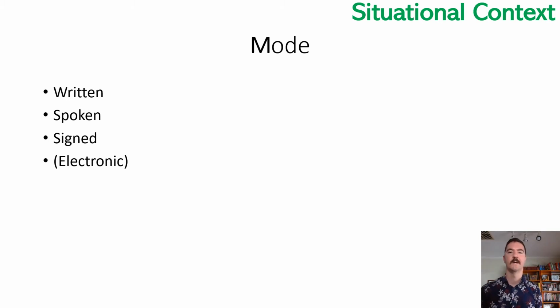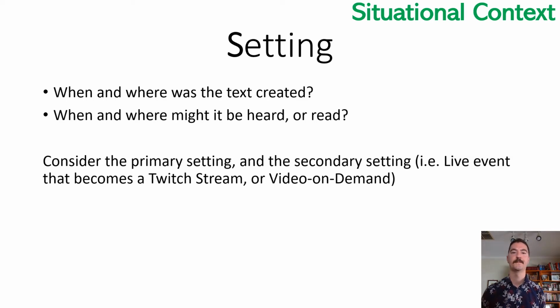Mode: written, spoken, signed, electronic. There's not too much to explore here, but of course, if it's written, you're expecting a bit more precision, a bit more preparation. Spoken, a lot less formal, repairs, all those sorts of things that you'd expect. Signed mode, you'd be looking more at body language and how that contributes to the broader communication of the signed form. And electronic, that could be a million different things depending on where and how and who.